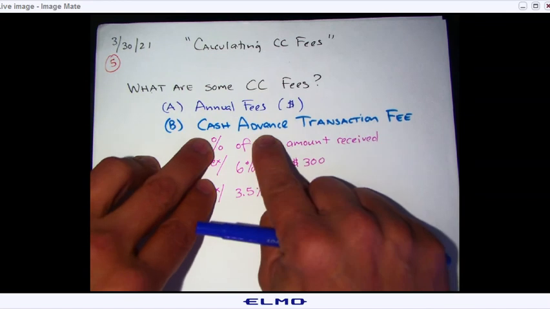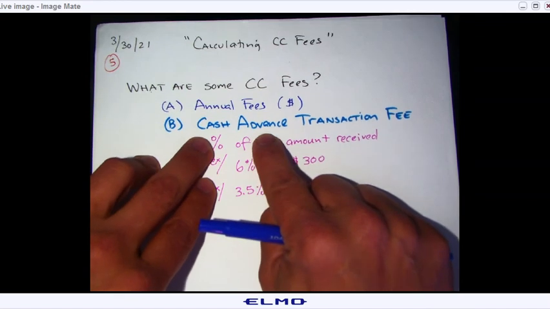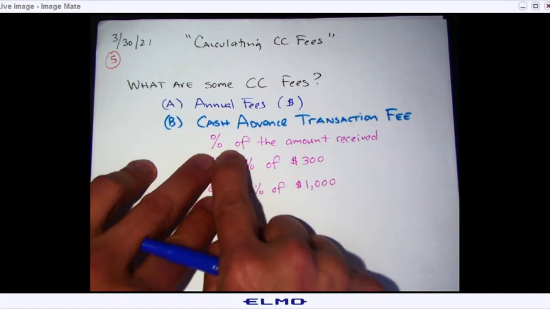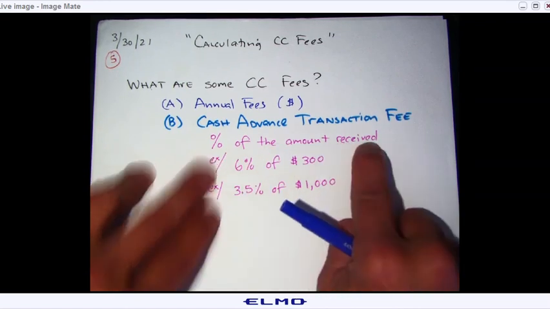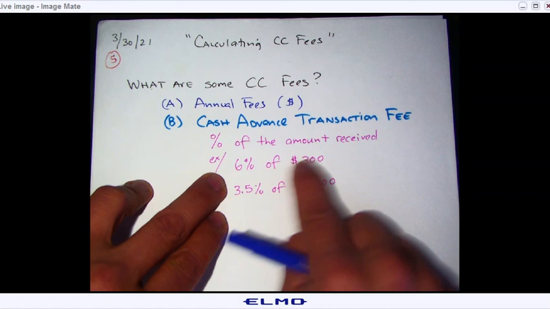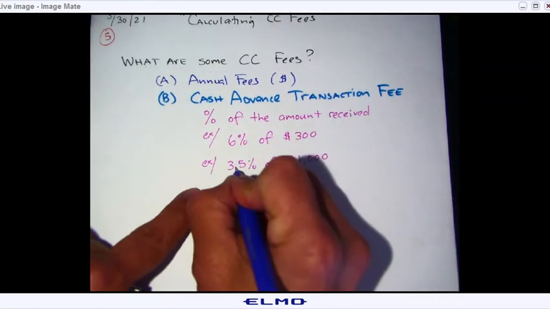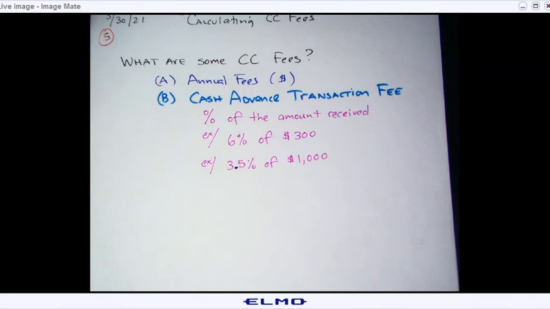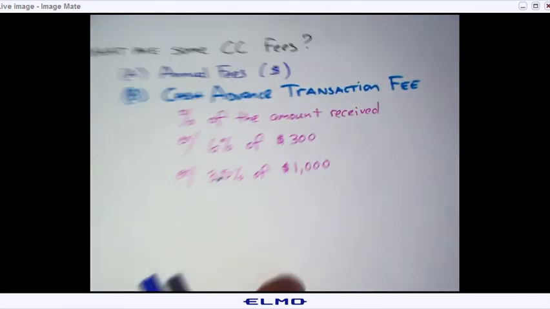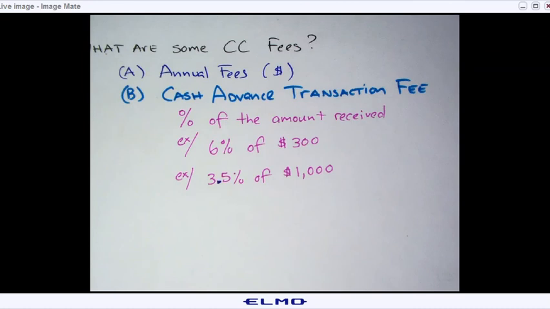So that's when you want money from your credit card. Usually it's a percentage of the amount received. So for example, 6% of $300, or 3.5% of $1,000. So that's usually the scenario.